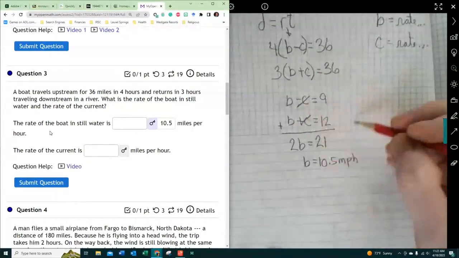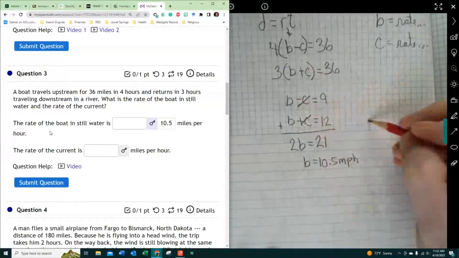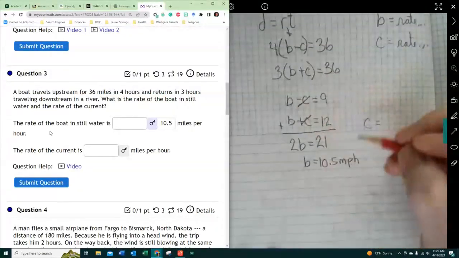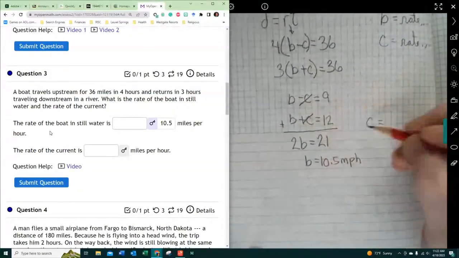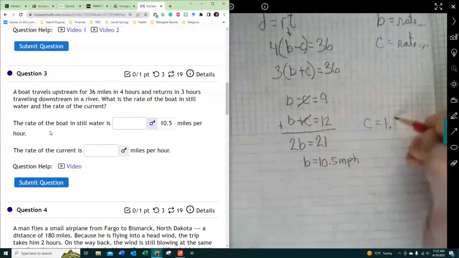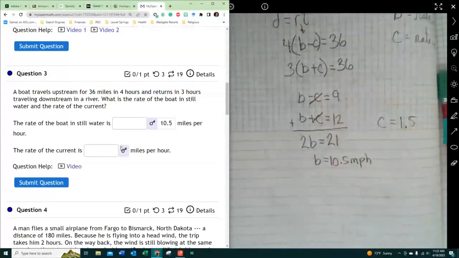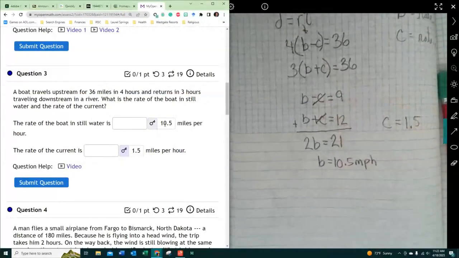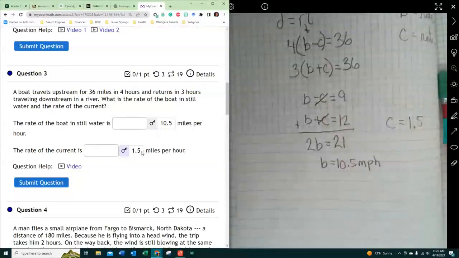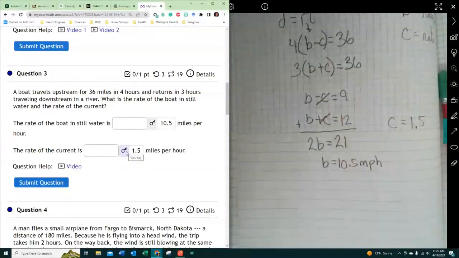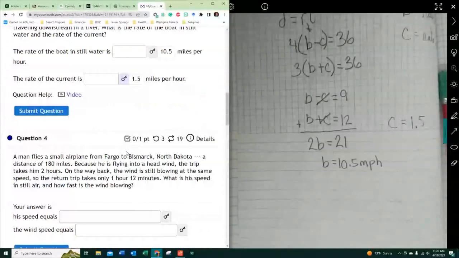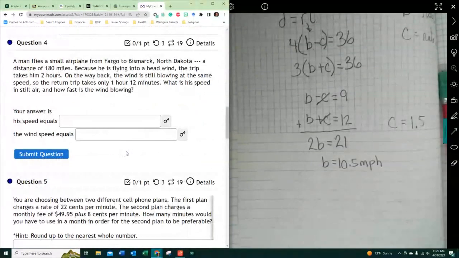Putting it into this one, I'm simply going to subtract from the 12 and get 1.5. And that's miles per hour. So we have our boat speed and our current speed, the current being the current of the water. All right, so that is how we approach these types of problems. They're pretty straightforward, in my opinion, once you understand the setup.